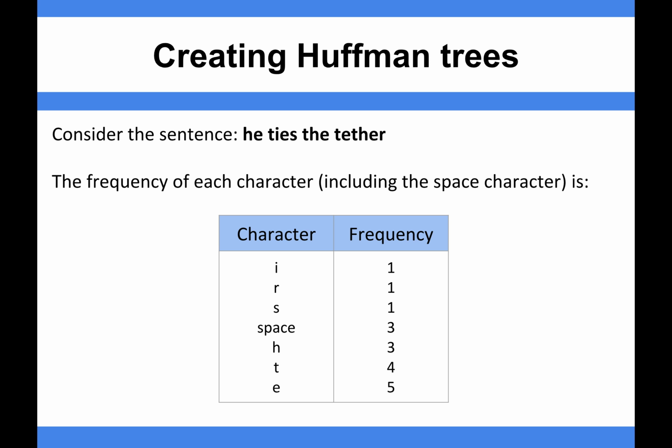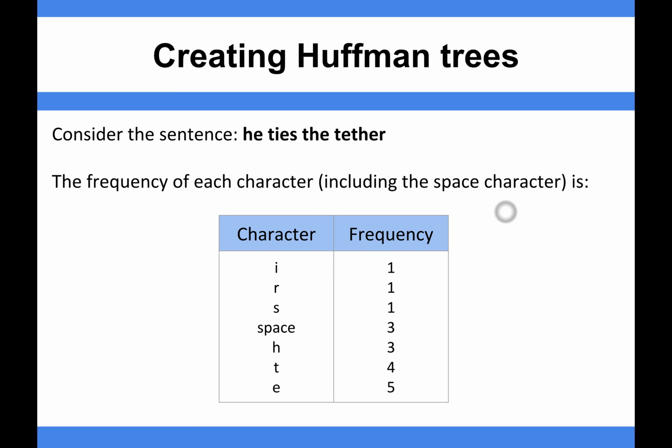Okay, so we're going to look at creating Huffman trees. This is a technique you want to be able to employ, which is an example of how to do lossless compression on text. So we'll stick with this because it's an example from one of the exam boards. So consider the sentence, he ties the tether.